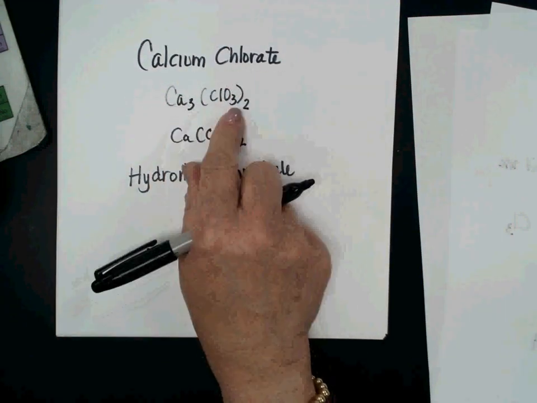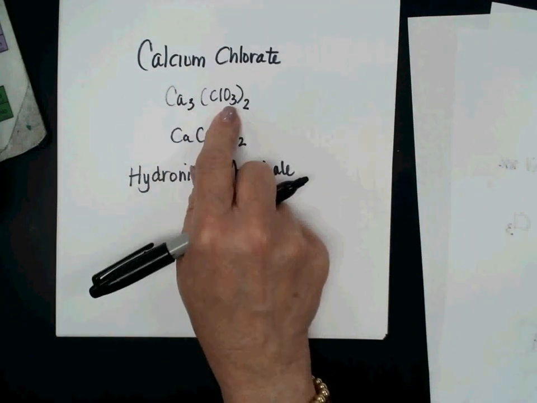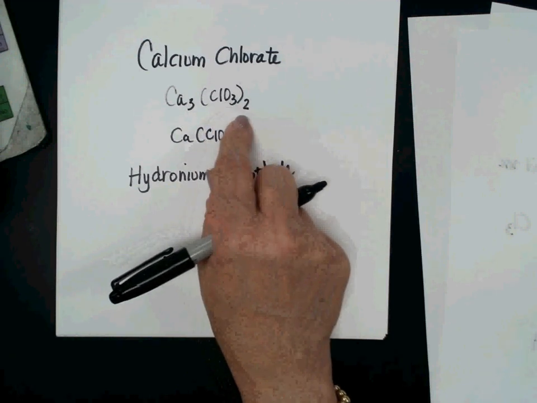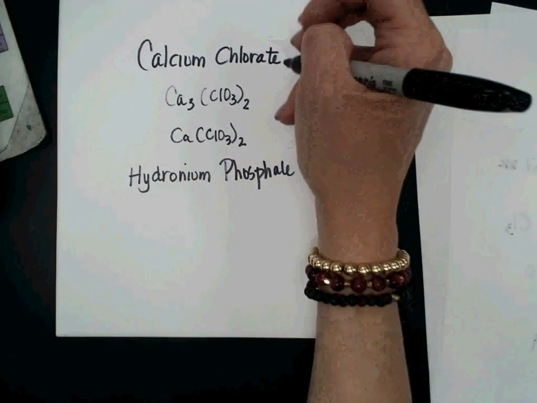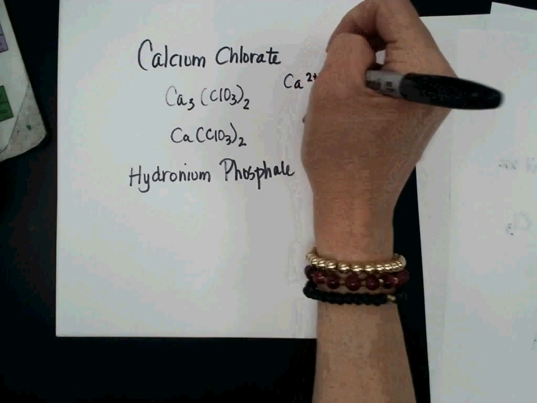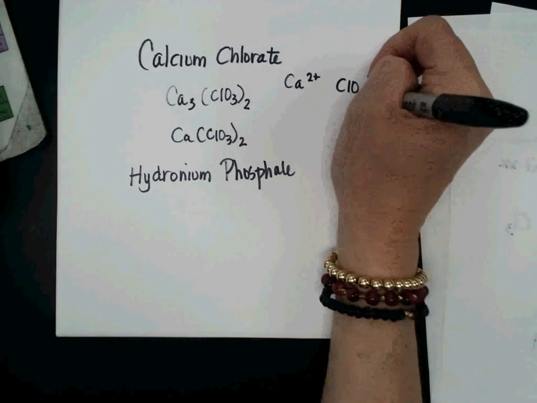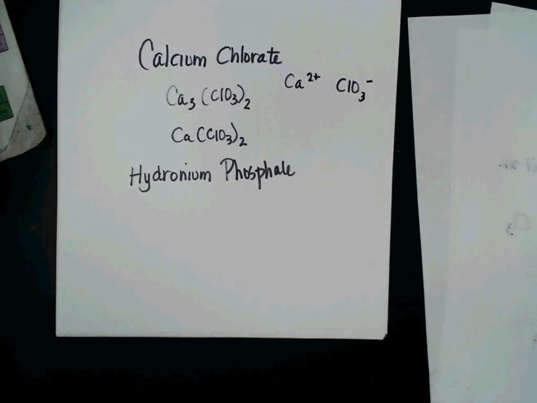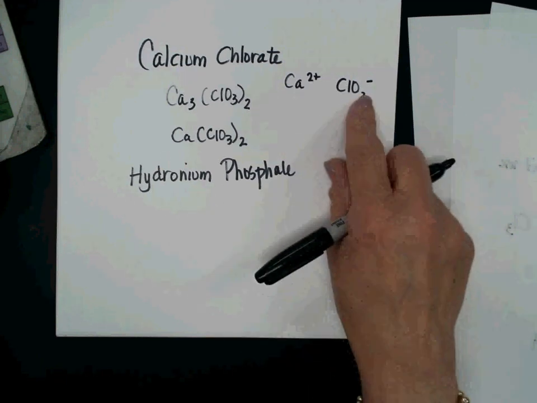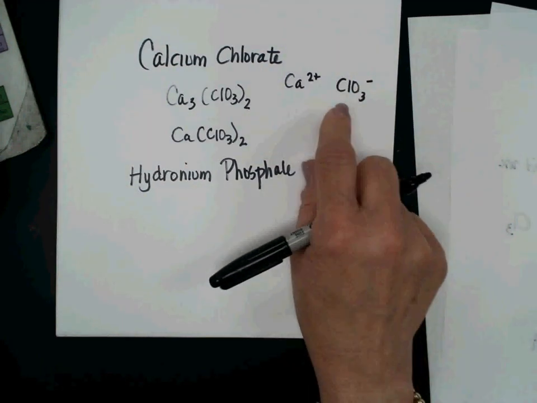Calcium, did you use calcium as a 2+ or a 3+? You used this as a 3+, and this is a 2+, and that is a 3-. How'd you come up with this 3 and 2? Calcium is a 2+, this is ClO3, 1-.